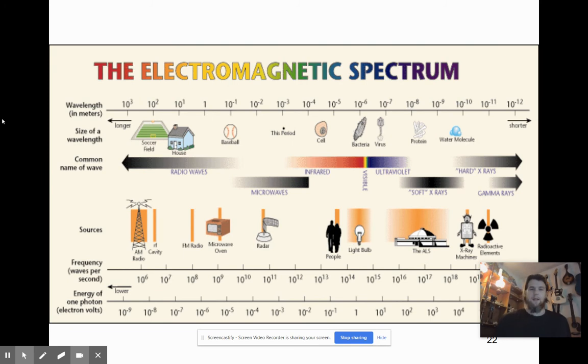All right. So there's our electromagnetic spectrum. Once again, we're never going to get away from this. It is one of the things that makes the universe work as it does.